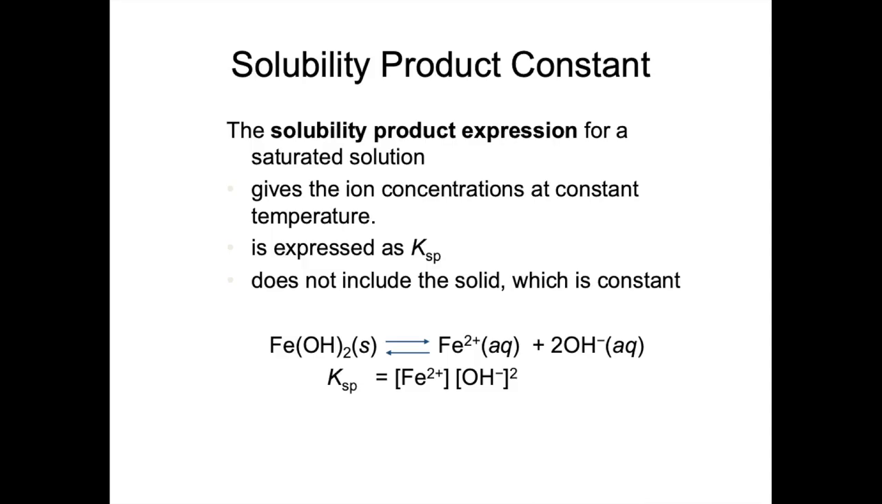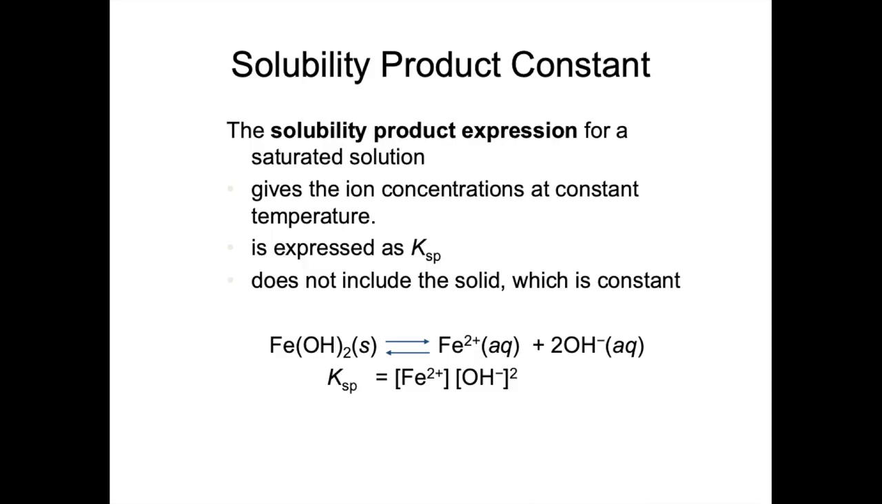So we can then describe this as an equilibrium that is very reactant favored. The equilibrium constant for this equilibrium is going to be a very small number. We call this particular type of equilibrium the solubility product expression. We have our reactant, which is just our solid on the left-hand side of the equilibrium, and on the right we have the ions it would split up into.